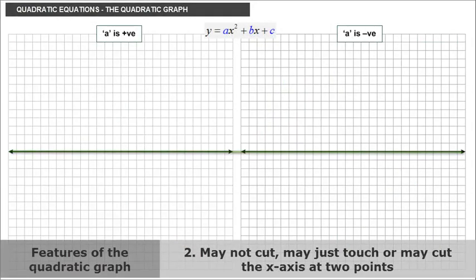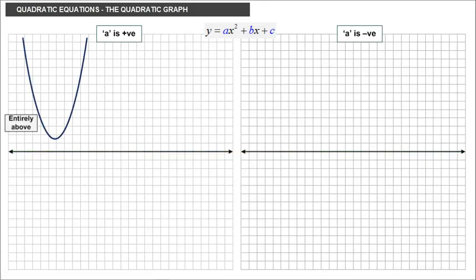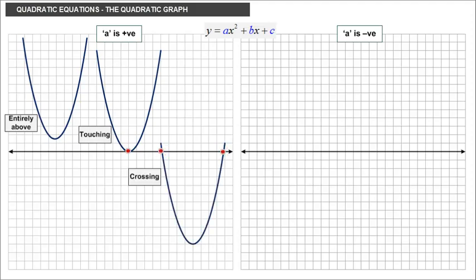That brings us to point number 2. The U-shaped graph could be entirely above the x-axis, or just touching the x-axis at 1 point, or crossing it at 2 distinct points. There is no way a U-shaped graph could be entirely below the x-axis. These two ends of the graph will continue to increase and will eventually cut the x-axis at 2 points.